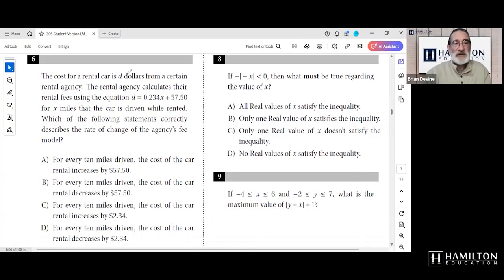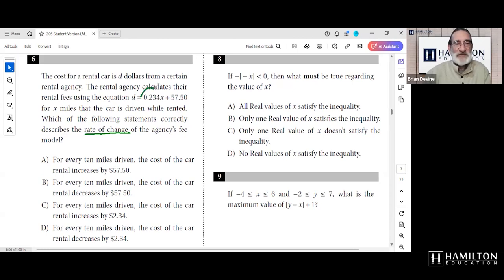Question 6. The cost for a rental car is D dollars from a certain rental agency. The rental agency calculates their rental fees using the equation D equals 0.234X plus 5750 for X miles that the car is driven while rented. Which of the following statements correctly describes the rate of change of the agency's fee model?